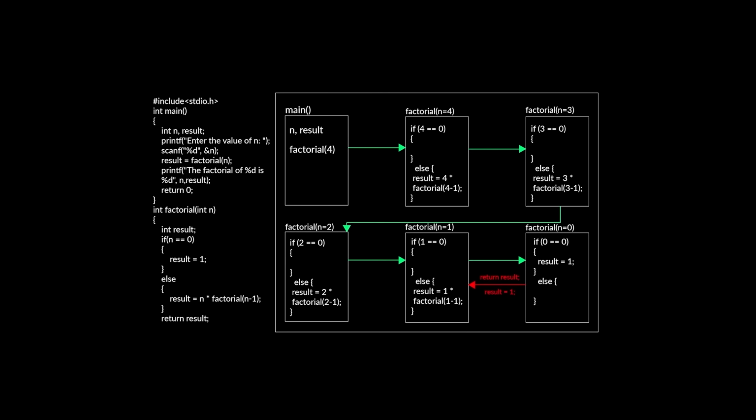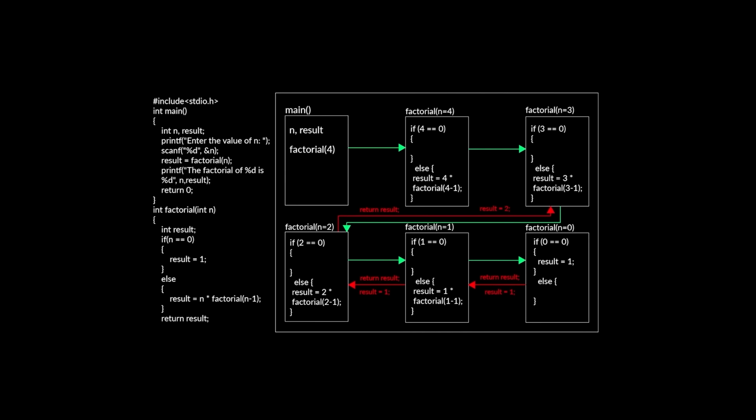So the result of the factorial 0 function will return back to the same place. So 1 into 1, therefore result equal to 1. Again this result will return back here. So 2 into 1, and now result equal to 2. Again this result value will return back here, as you can see on the screen.